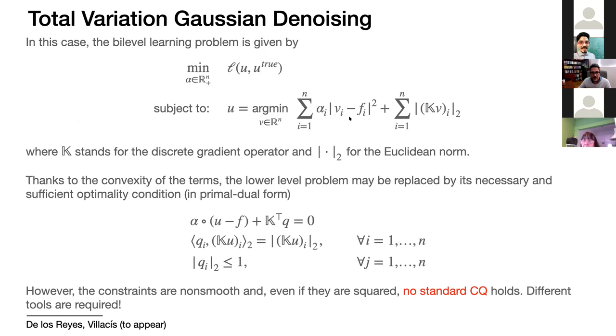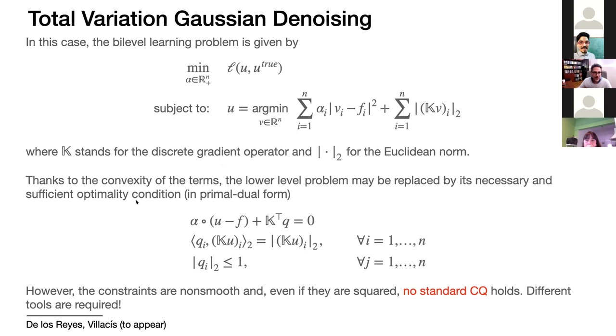And the parameters that we want to optimize are the parameters in front of this fidelity, which are as many as the pixels of the image in this context. And apart from that, and that's the main difficulty in this part, you have this convex but non-smooth total variation term. This K operator consists of the discrete gradient operator, and is responsible for the sparse reconstruction of the gradient of the image.